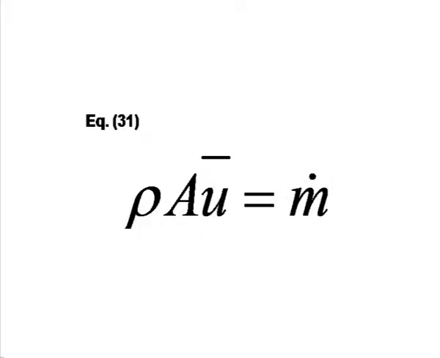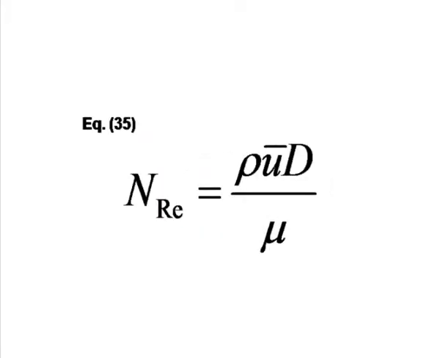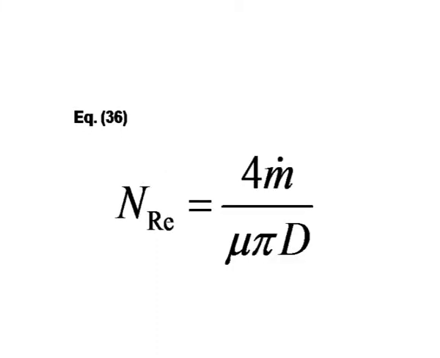If instead of average velocity u bar, the mass flow rate m dot is measured or given, then substituting equation 31 in equation 35 and rearranging the terms, we obtain NRE is equal to 4 into m dot divided by mu into pi into d.